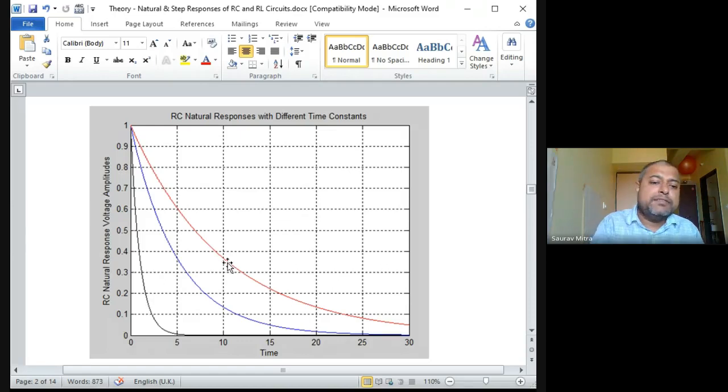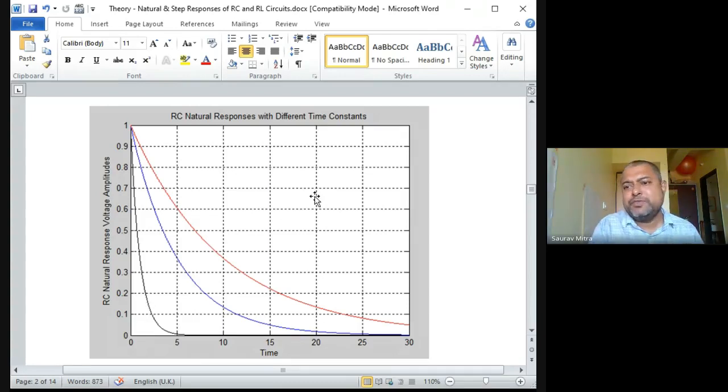Let's say in the first case, the C value is 1 farad, and R is equal to 5 ohm. So 5 ohm into 1, the time constant is 5. In this case, let's say R is 3 ohm. So 3 ohm into 1 farad, that is 3 seconds. And in this case, R is equal to 1, so 1 ohm into 1 farad is equal to 1 second. So this might be a 5-second time constant: R into C is equal to 5 seconds. In this case, R into C is equal to 3 seconds. In this case, R into C is equal to 1 second.